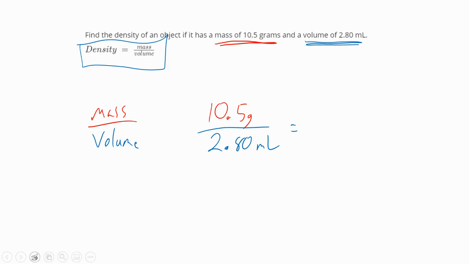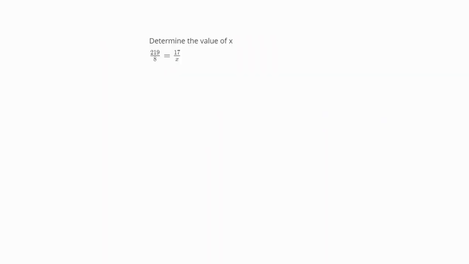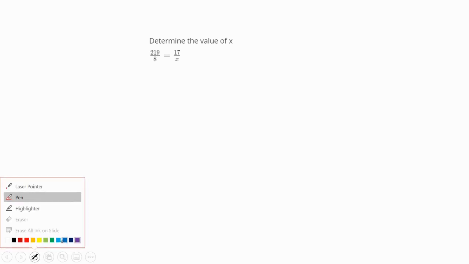So that gives you, I'll do it in purple because now everybody's involved, 3.75. And the units would be grams divided by milliliters because you took grams and divided by milliliters. But basically we're looking for 3.75 there. So we'll be doing that next week, density. Determining the value of x, again, a butterfly method or cross multiplication.